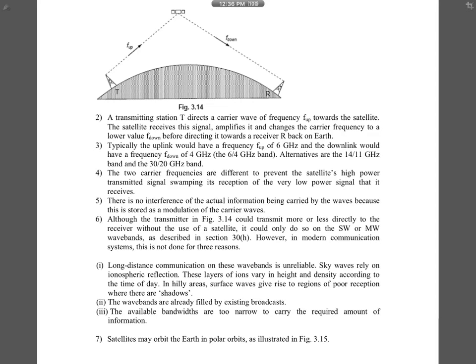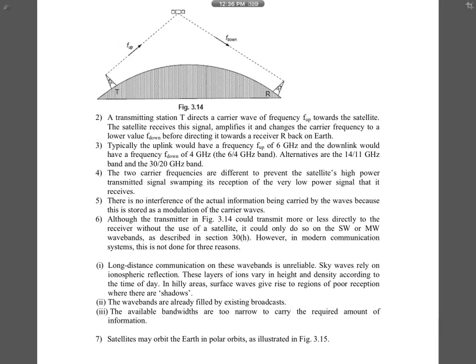Now, we're going to talk about satellites. When you talk about satellites, there are a few things that you must know about satellite communication. Number one, when you are transmitting the signal from the station to the satellite, the frequency that you use is called your uplink frequency. The frequency that you use to transmit the information from a satellite back to the ground station is called the downlink frequency.